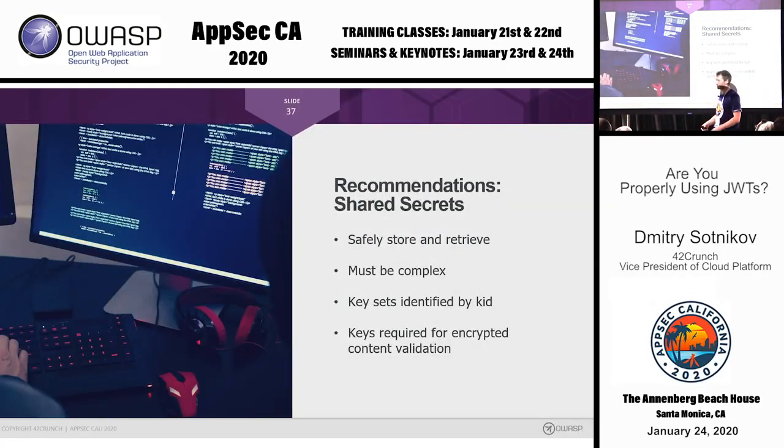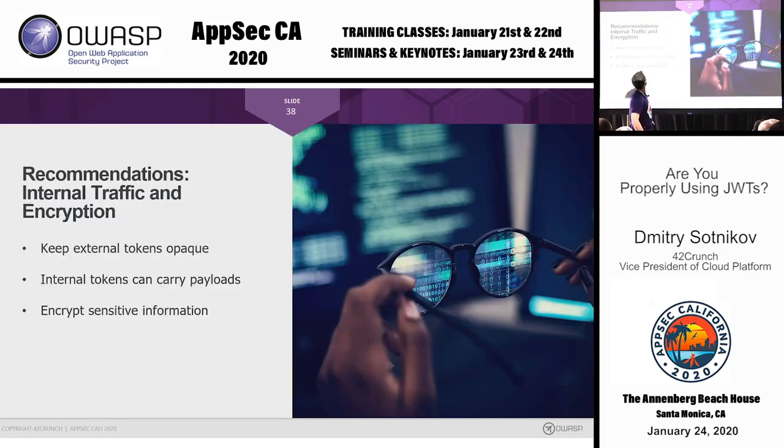So let's go back to recommendations in general. Again, make sure secrets are kept as secrets, right? If your secrets leak, your tokens are not good. Make sure that, again, external communications are opaque. If you cannot trust the client, don't trust the client, right? And encrypt the data or minimize the data that you send.